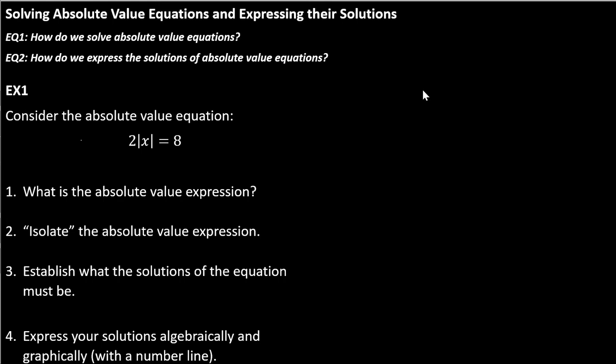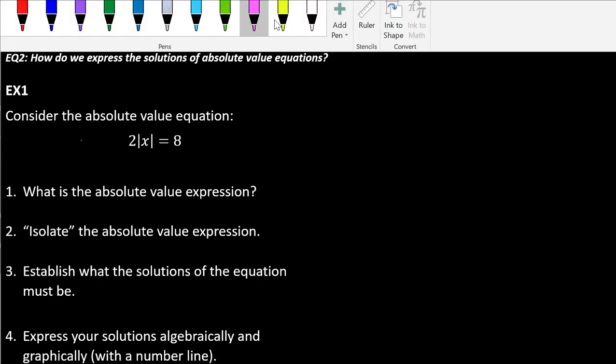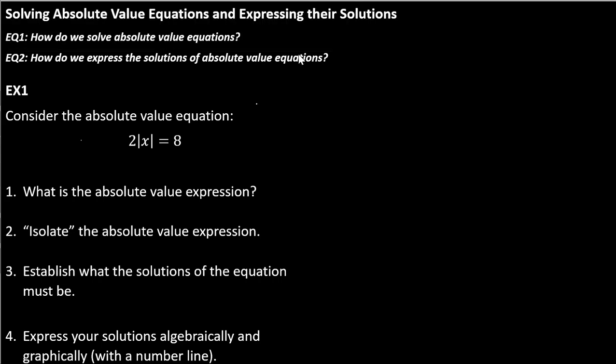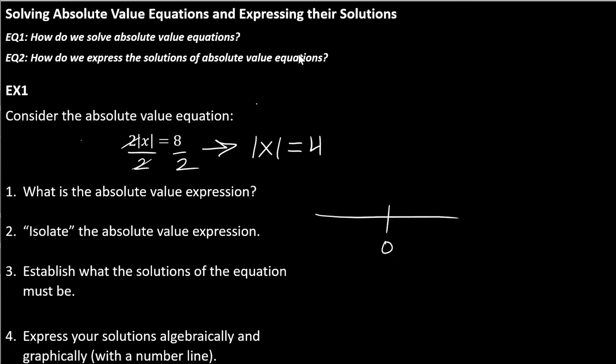So 2 times the absolute value of x equals 8. What we want to do is get it to where we're looking at just the absolute value of x. In other words, we want to isolate the absolute value of x. To do that here, just divide by 2, just like a regular equation. Therefore, the absolute value of x equals 4. Just like we saw before, we know our answer is going to be either plus or minus 4.